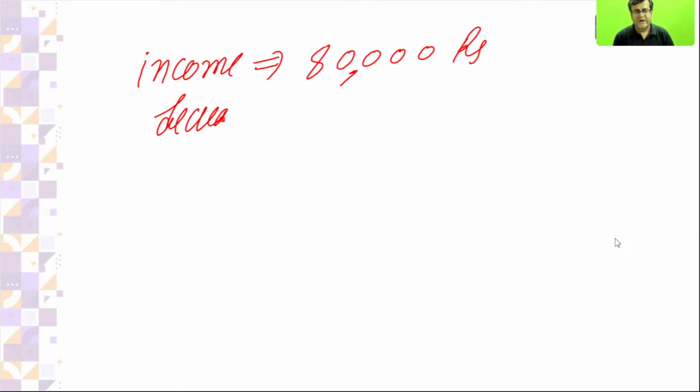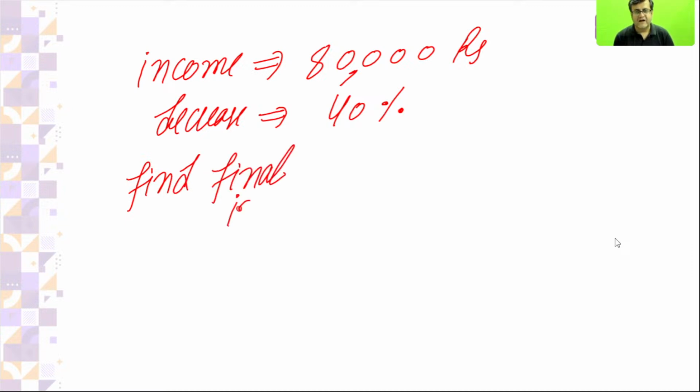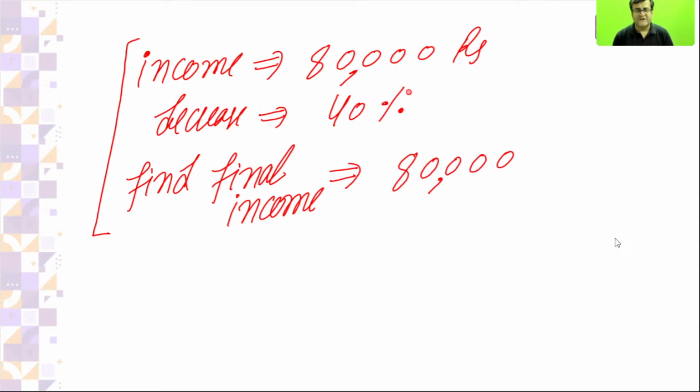Okay, great. If I take income as 80,000 rupees, and the income decreases by 40%. Find the final income. Tell me fast. Income is 80,000 rupees, decrease is 40%. Find the final income.